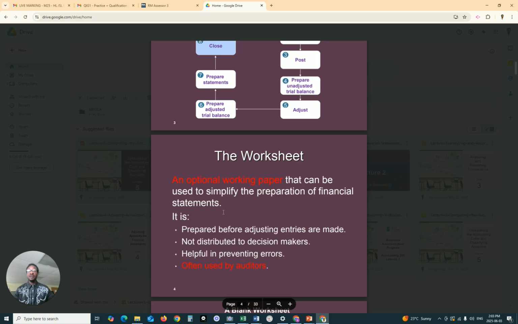The worksheet, from the word worksheet, just like Excel, you have worksheets where you work literally. So it is an optional working paper that can be used to simplify the preparation of financial statements. It is prepared before adjusting entries are made. It is not distributed to decision makers. It's for the accountant or the preparer of accounts to have some workings before the final accounts are published to users. It is helpful in preventing errors, and it is often used by auditors.